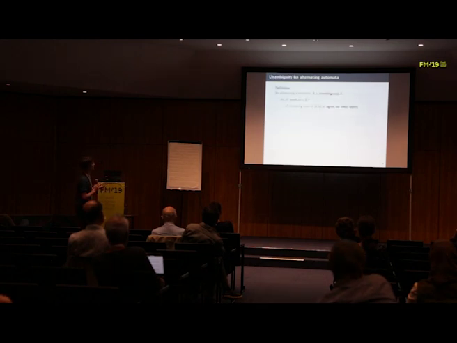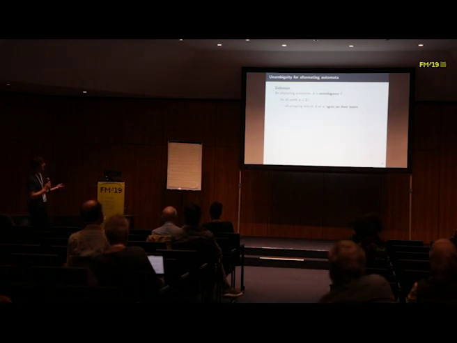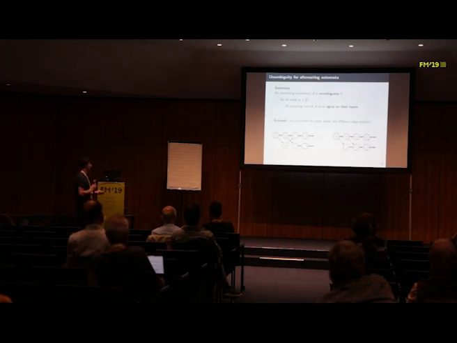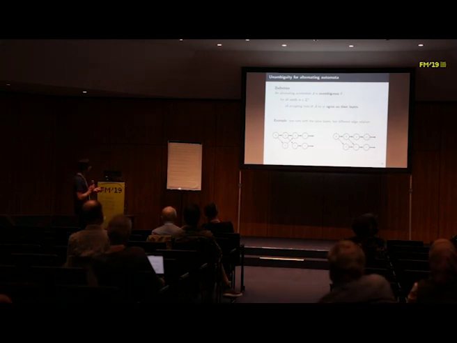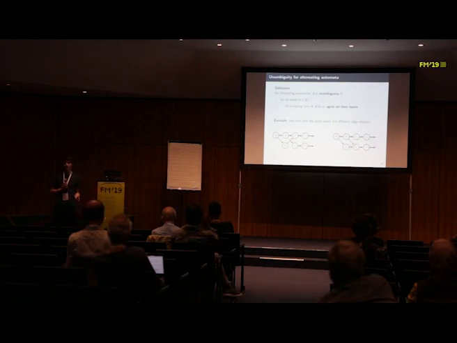Our notion of unambiguity is the following. We say that an alternating automaton is unambiguous if, for all words, all accepting runs agree on their layers. So we allow for different runs as long as they have the same layers. I can give you an example. Here, these are two runs for some automaton. They are different because they differ in the choice of the successor state of S here and here. However, they have the same layers, so it's okay.